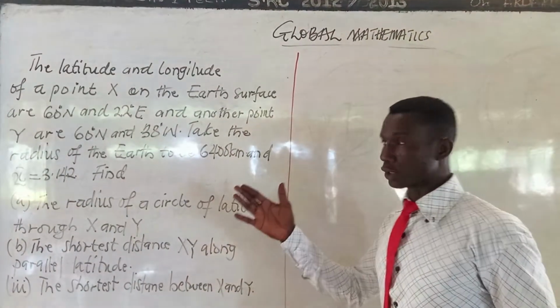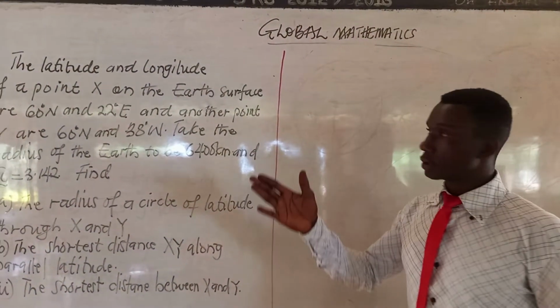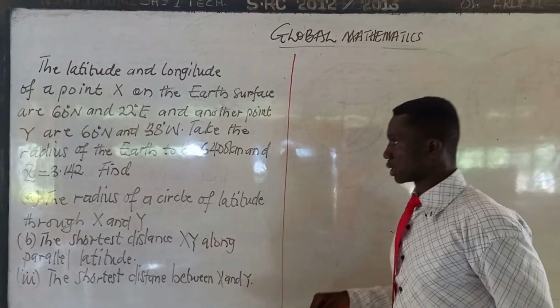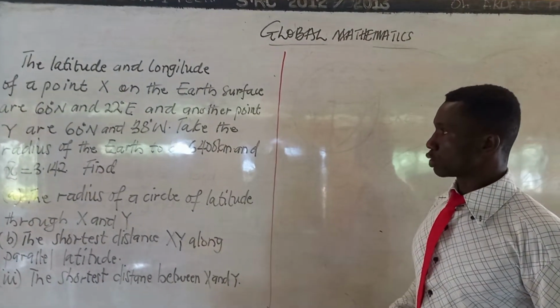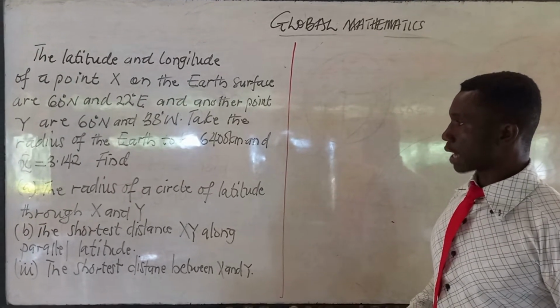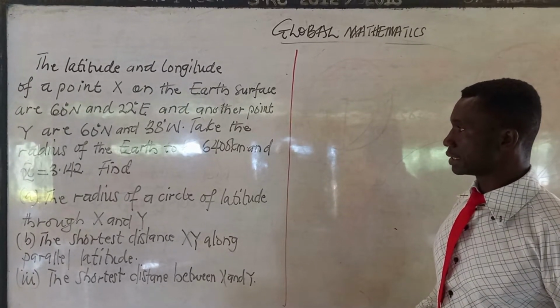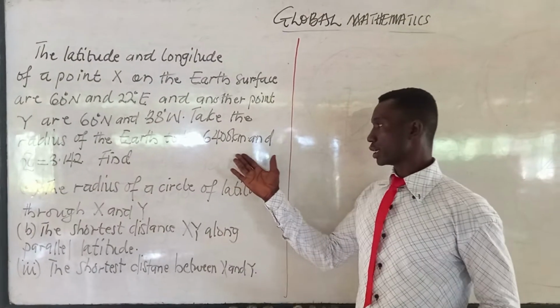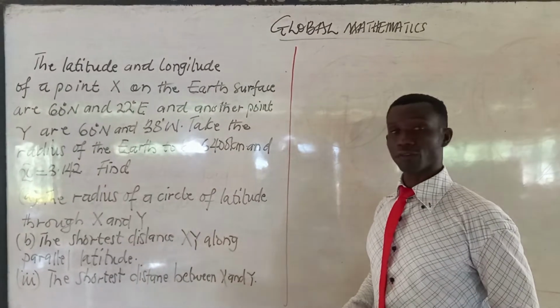Now let's have a look at this question. The latitude and longitude of a point X on the Earth's surface are 60 degrees north and 22 degrees east, and another point Y are 60 degrees north and 38 degrees west. Take the radius of the Earth to be 6,400 kilometers and pi to be 3.142.